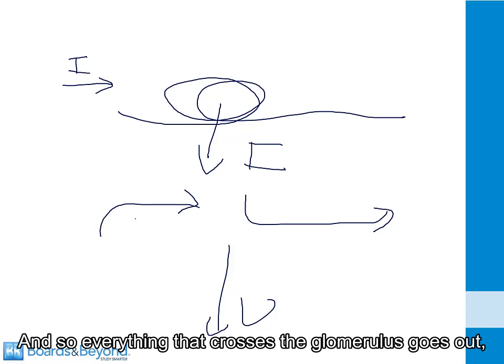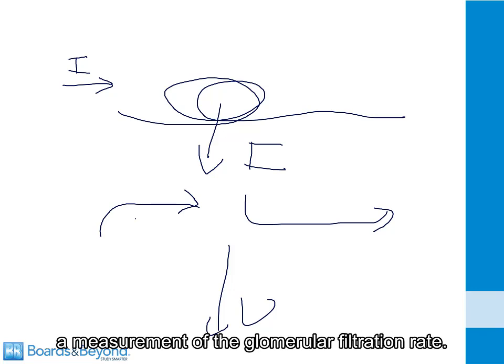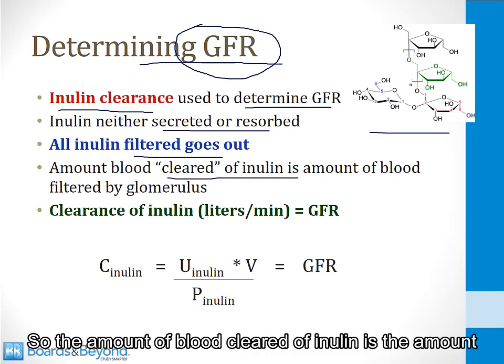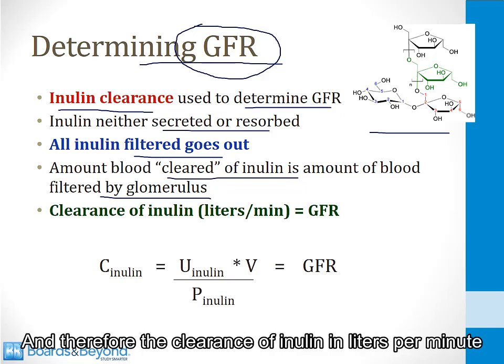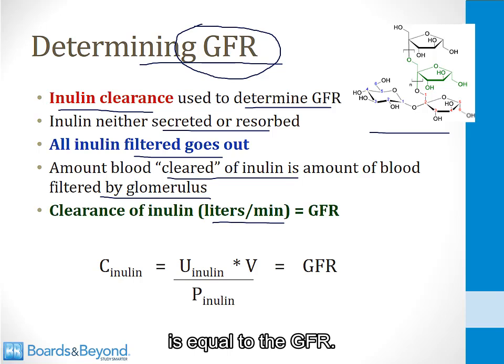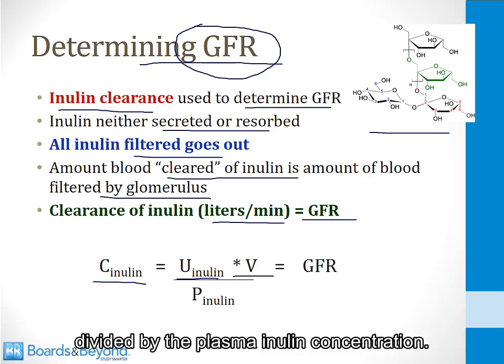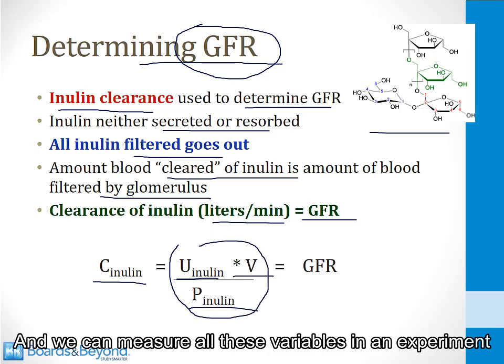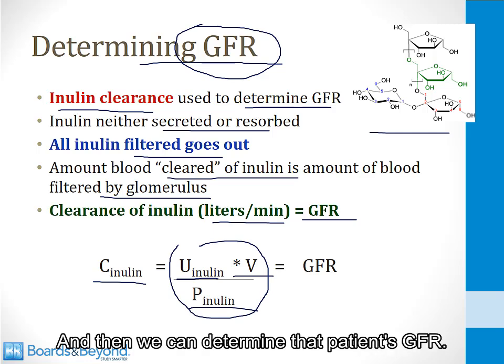So everything that crosses the glomerulus goes out, and that makes the clearance of inulin a measurement of the glomerular filtration rate. The amount of blood cleared of inulin is the volume of blood filtered by the glomerulus, and therefore the clearance of inulin in liters per minute is equal to the GFR. As I showed you before, the equation for clearance is on the screen here. The clearance of inulin is the urinary concentration of inulin times the urine volume flow, divided by the plasma inulin concentration. We can measure all these variables in an experiment after we administer inulin to a patient, and then we can determine that patient's GFR.